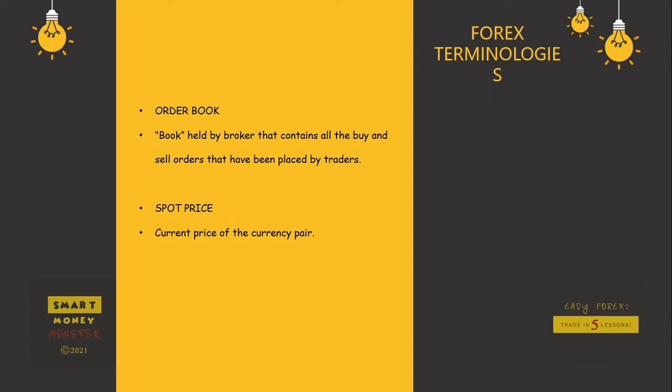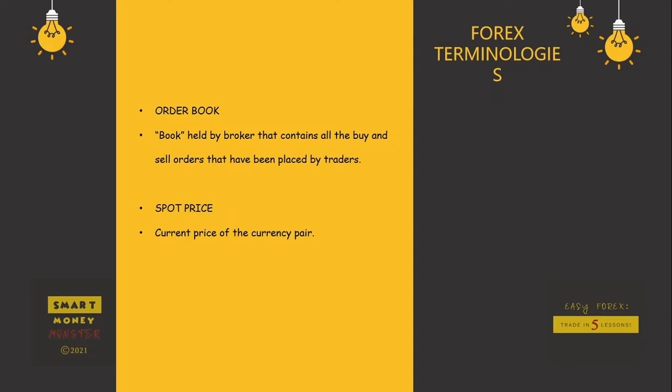Now, order book, not necessarily a literal book, but a book like a record held by the broker that contains all the buy and sell orders that have been placed by traders. So in Forex, you are buying and selling. You are buying, I'm selling. Someone is buying, someone is selling. So the broker compiles all those orders and puts them in one place. You understand? That's what an order book is.